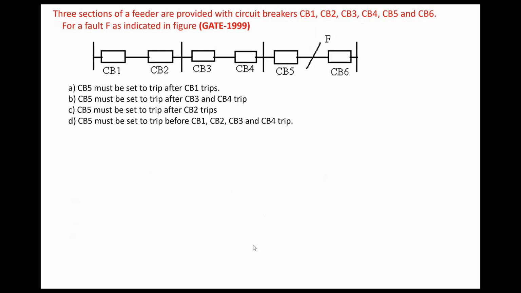Three sections of feeders are provided with circuit breakers. Sections or zones, whatever you can say. They are provided with the circuit breakers CB1 to CB6, and the fault occurred at location F. Then which is the right option? Very simple question. Somebody try to solve it.